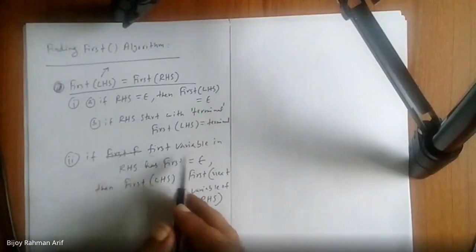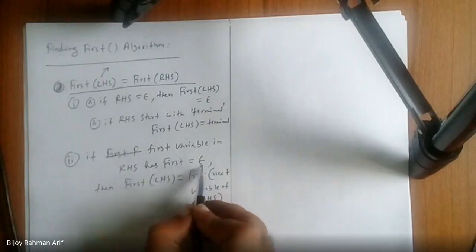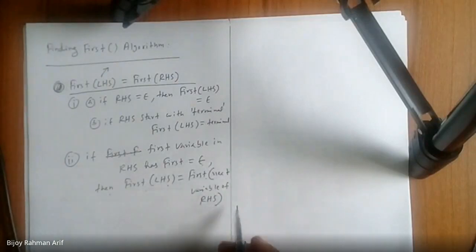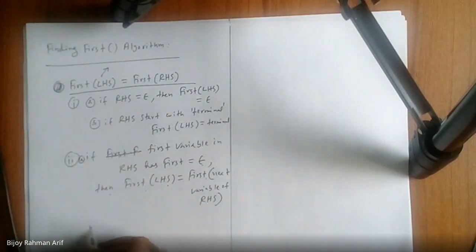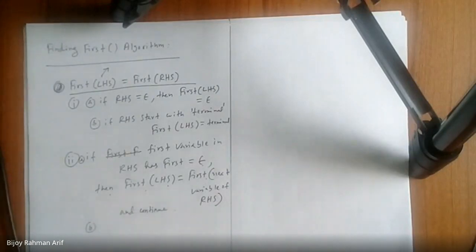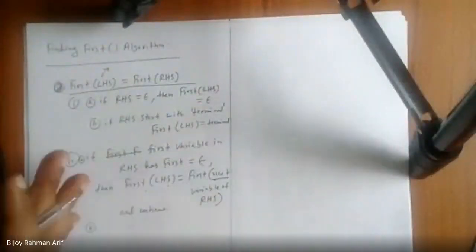Now, if the first variable in RHS has first equal to epsilon, then first of LHS is nothing but first of the next variable in RHS, and continue this way. Am I right? Yes, sir. If the next one becomes epsilon, then we go to the next. This way it will continue. So it is a recursive term. Yes, recursively we are trying to compute. Fantastic, it is a wonderful thing.